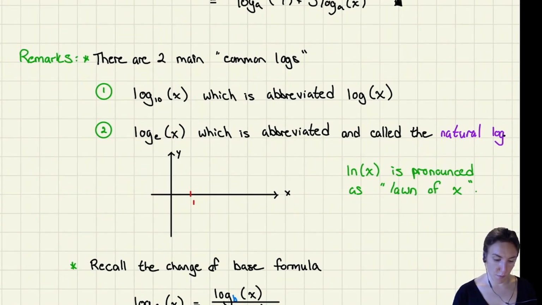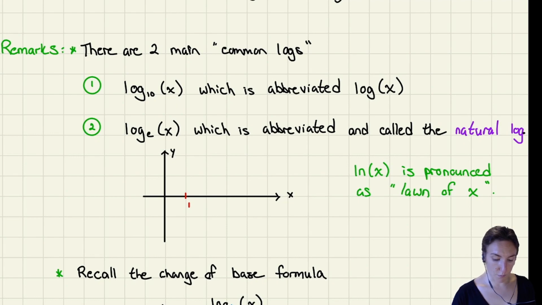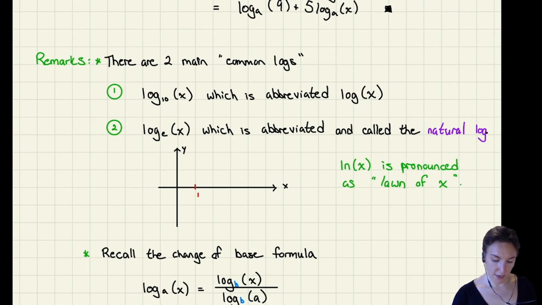And just a couple of remarks, what I call common logs. Log base 10, this is used a lot in music, which is just abbreviated log x. So for log base 10, they don't normally write the base. Okay, and then for log base e, which we said before, that's the natural log, which is pronounced ln of x.